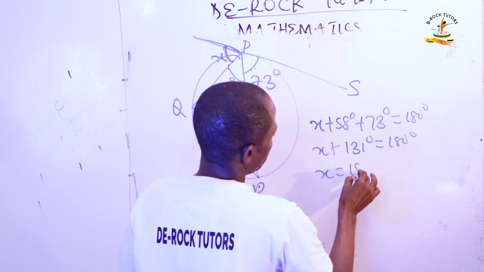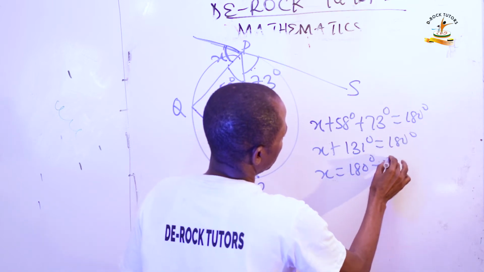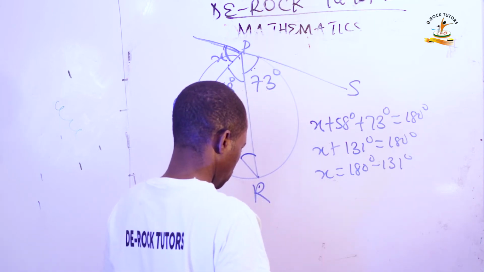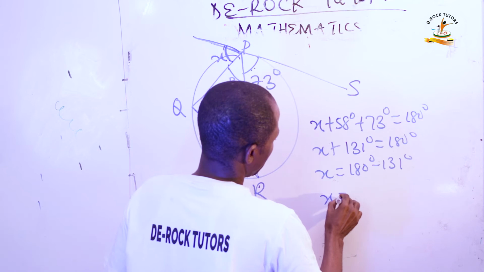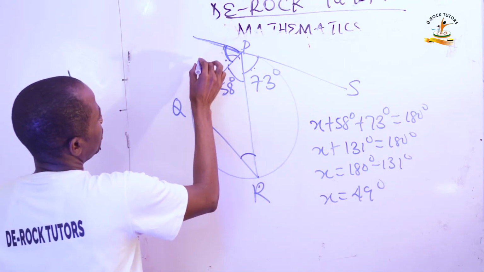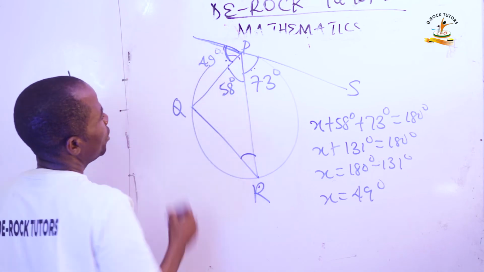So X is equal to 180 degrees minus 131 degrees. So 180 minus 131, that gives us 49. So X is equal to 49 degrees. So the angle here is 49 degrees.